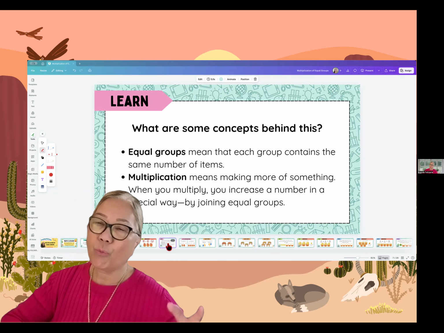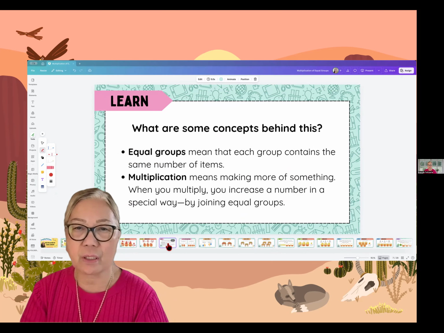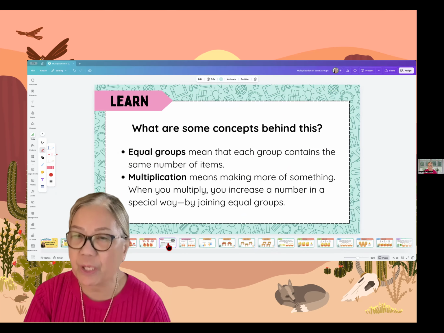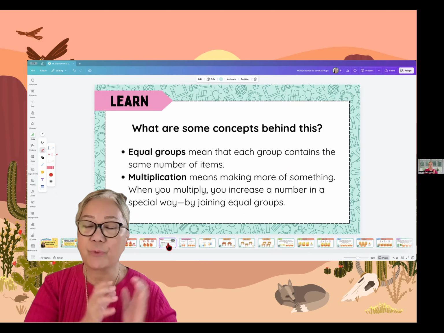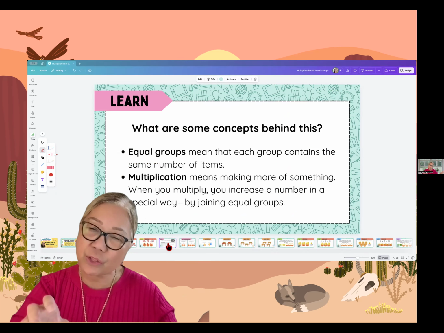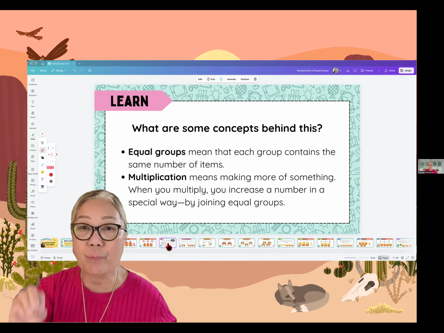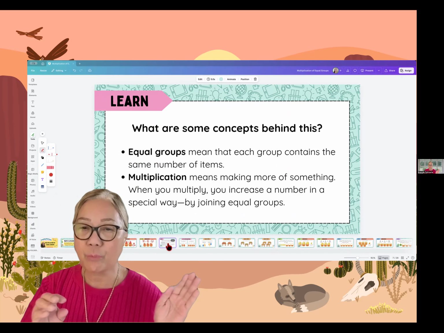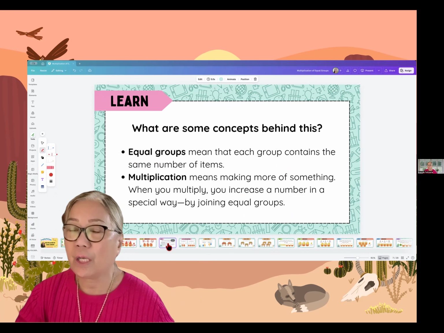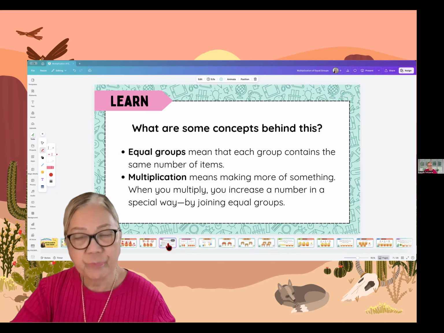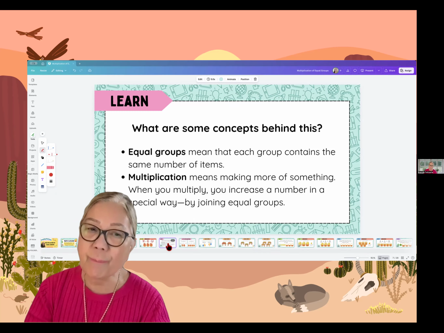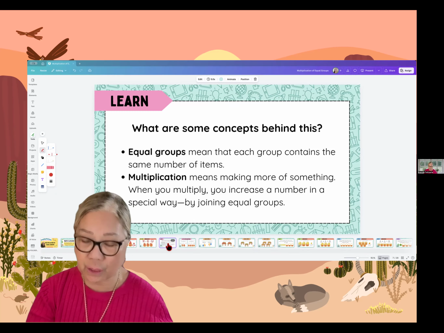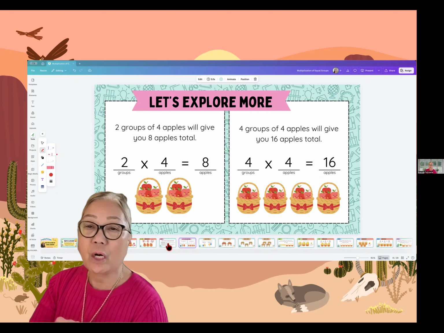All right, so with those 2 slides that I presented, there are some concepts behind them. So one is the equal group. If you are trying to say equal, that means each group would always have the same number of items. And multiplication is making more. That means it is repeated addition to make it more. So when you multiply, you increase a number in a special way by joining equal groups. All right, now let's explore more.